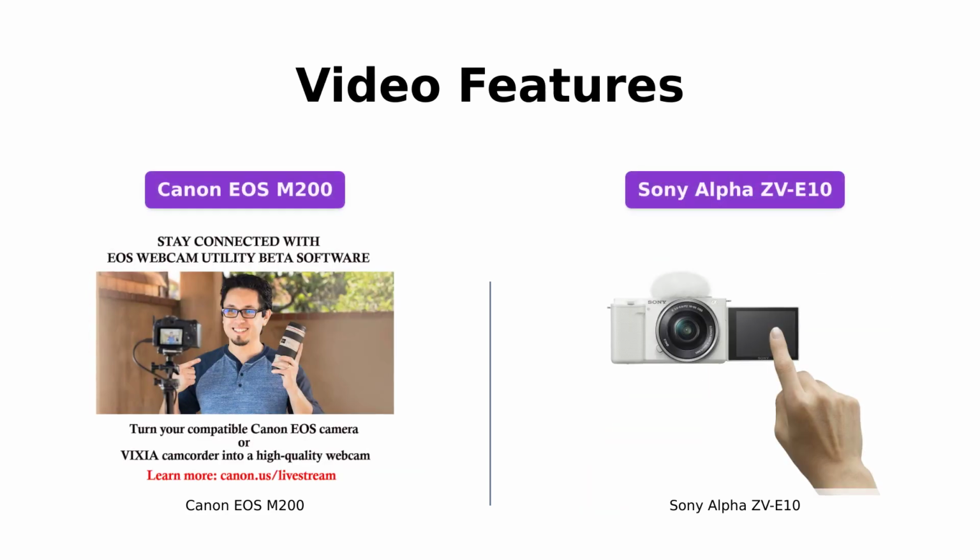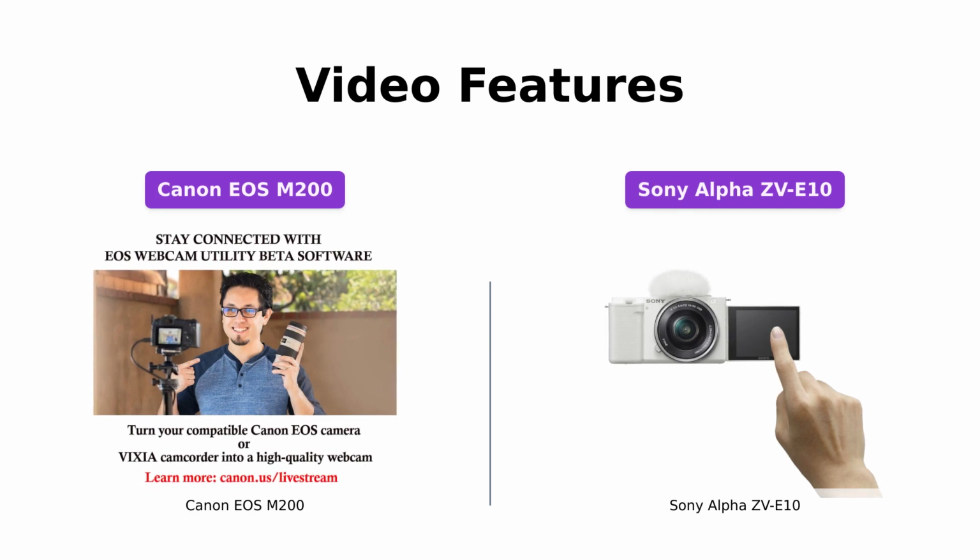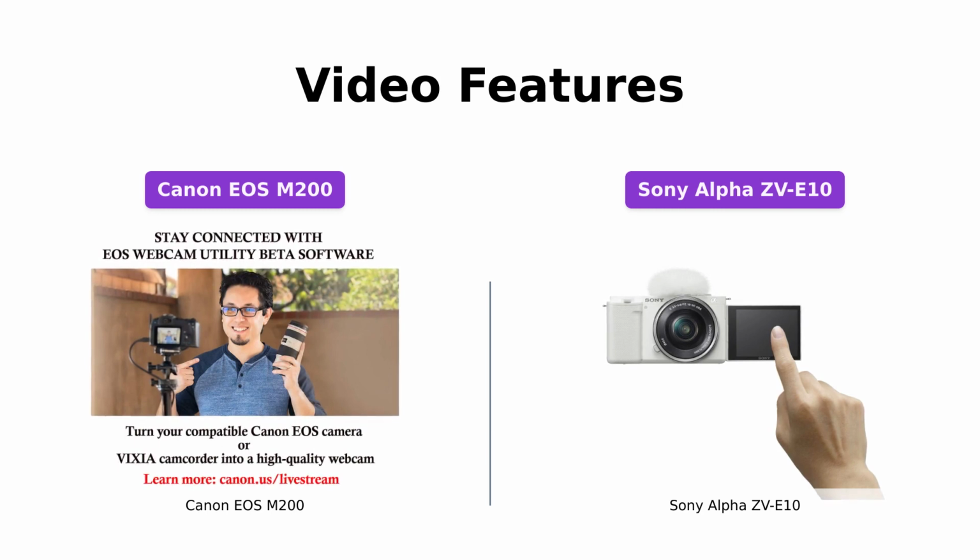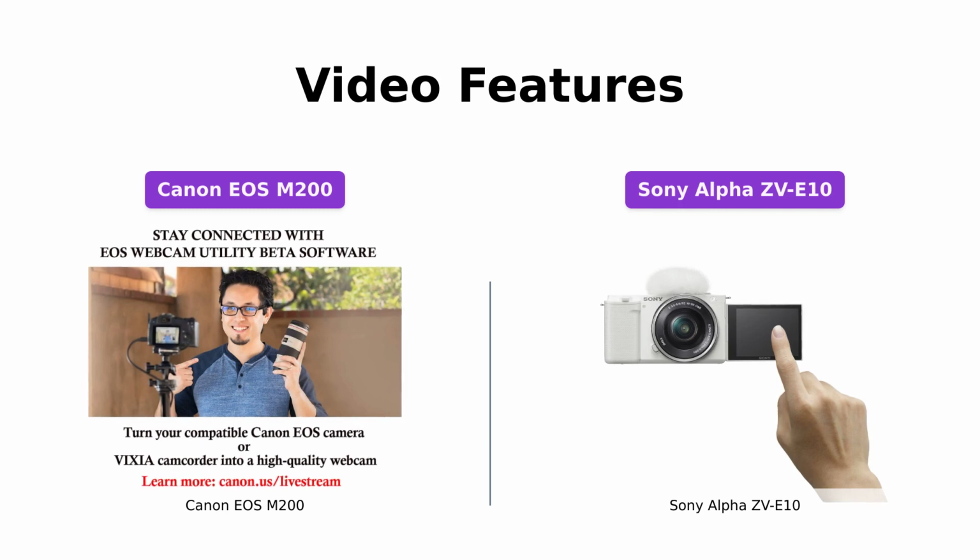If you're into videography, both cameras have impressive video capabilities. The Canon EOS M200 supports 4K video and 4K time-lapse movie recording, allowing you to capture stunning moments in high resolution. Additionally, it offers vertical video shooting, perfect for social media content creators.